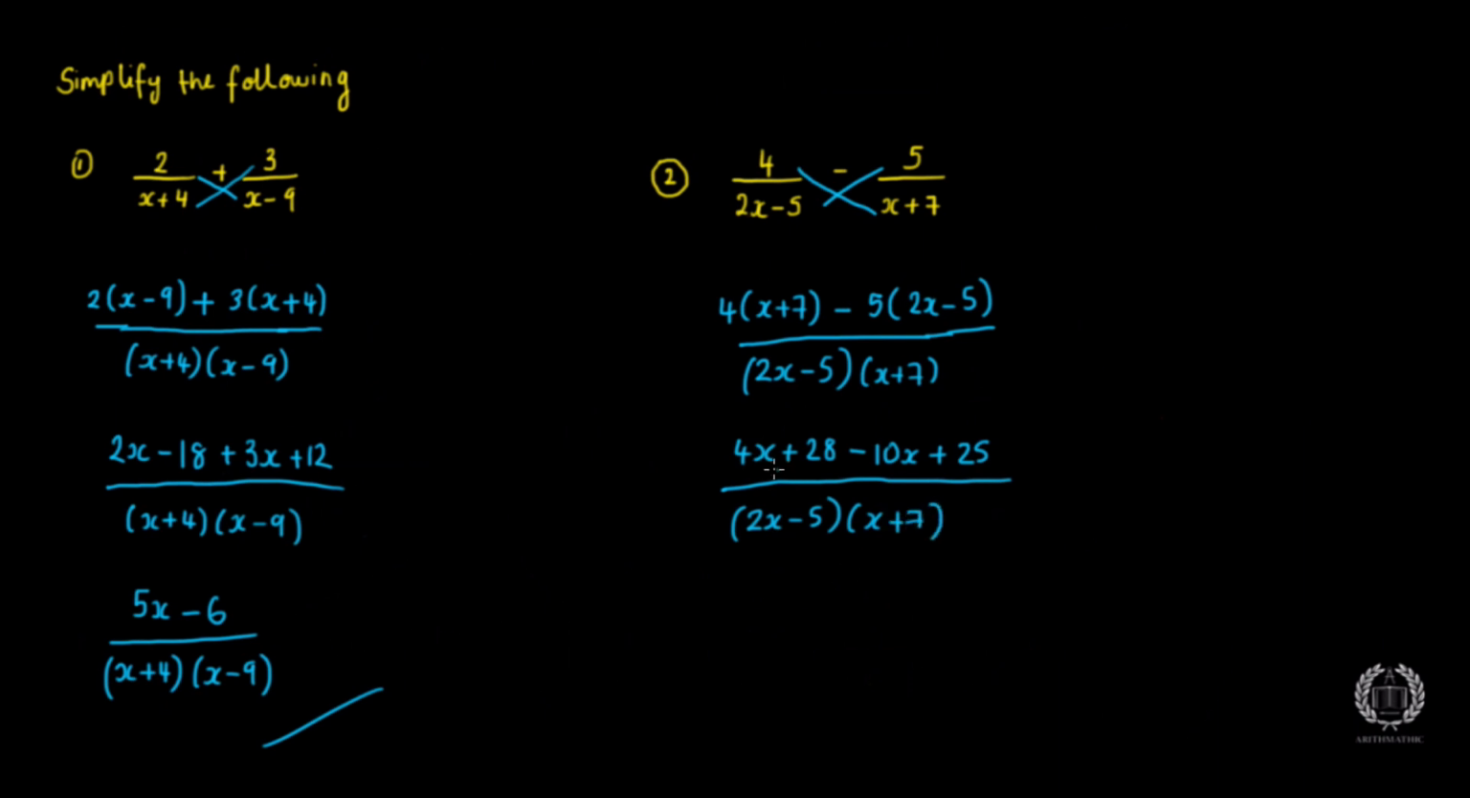And now what we're going to do is simplify. 4x minus 10x is minus 6x, and then 28 plus 25 is 53. Sorry, so it's 53. Okay, and that's over the denominator, 2x minus 5, open bracket, and then x plus 7. And that's pretty much it for this one as well.